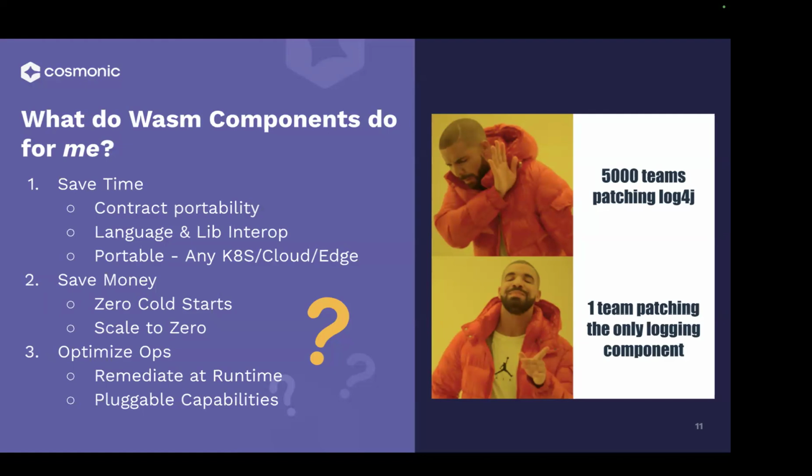You can optimize your ops, which is this log4j situation, and then again being able to write pluggable capabilities that you can deploy across teams and swap out functionality without having to re-trigger pipelines and stuff like that. You can just swap it out at runtime.